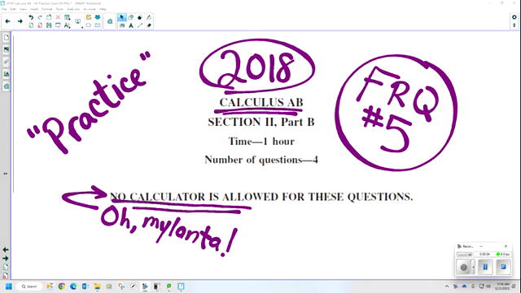Boom, we're back with the 2018 Calc AB College Board AP practice exam. We are going to do free response question number 5 as we continue section 2, part B. And oh my Lanta, we don't get to use a calculator. That's fine, because when we don't get the calculator, the algebra tends to be simpler. Number 4 was a little shaky, but 5, I'm sure, will be fine. Let's start it.